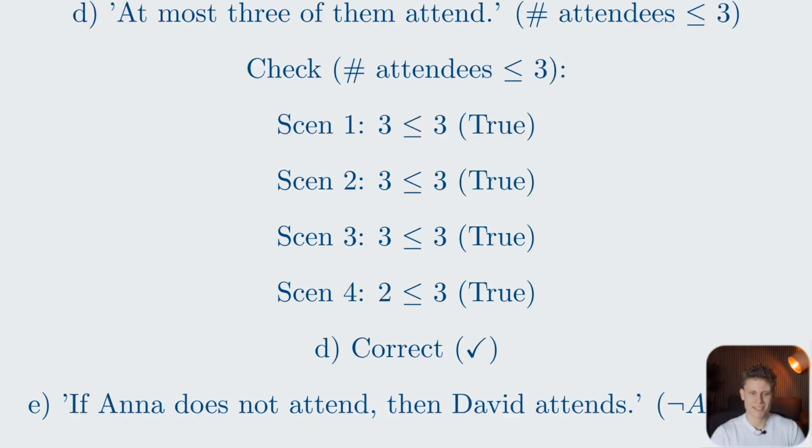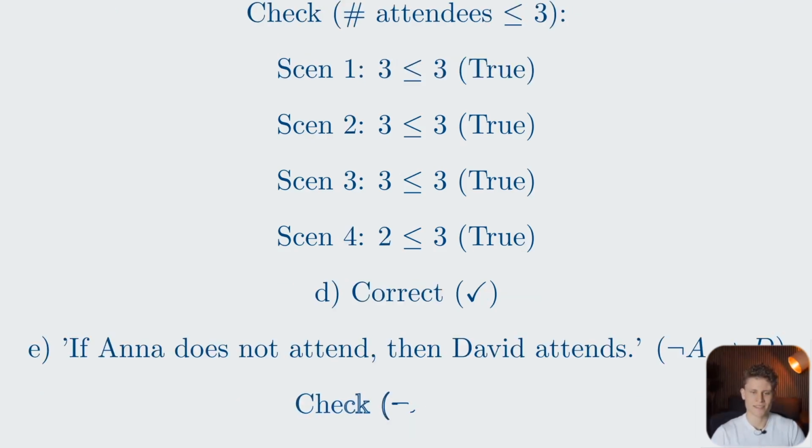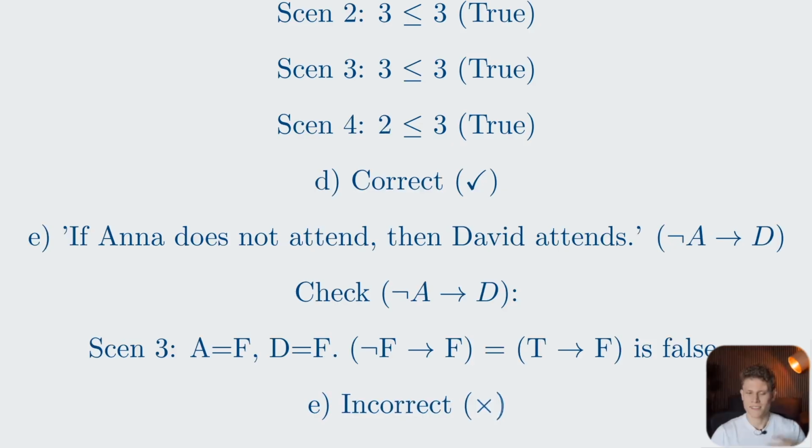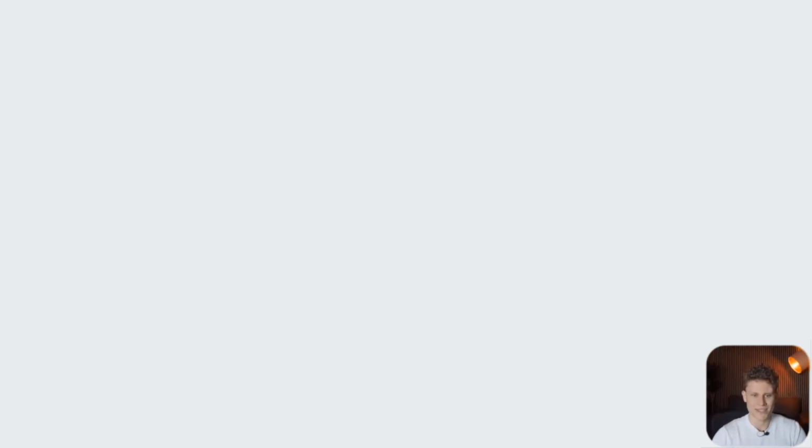Finally, statement E. If Anna does not attend, then David attends. In logic, this is not A implies D. We need to see if Anna's absence always guarantees David's attendance. Let's find a scenario where Anna does not attend, A is false, and David also does not attend, D is false. That would make the statement false. In scenario 3, Anna does not attend, but David also does not attend. So not A implies D is false. Statement E is incorrect.